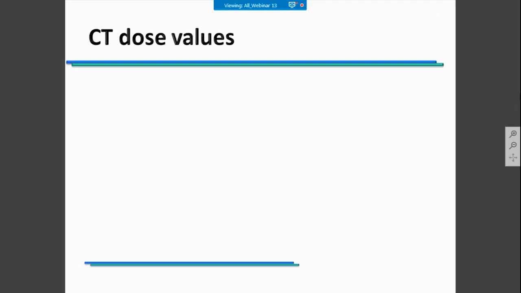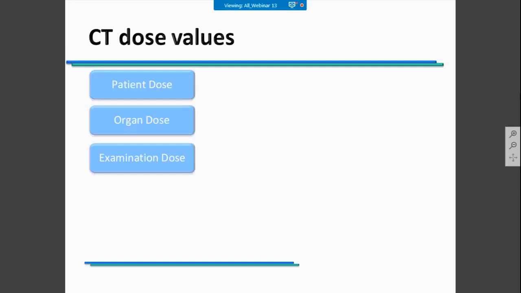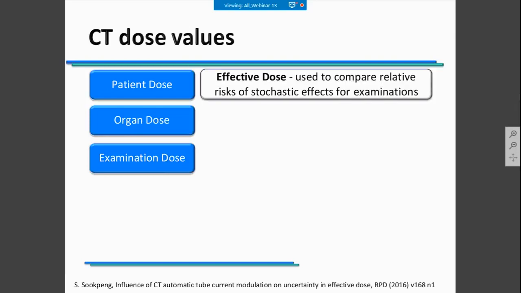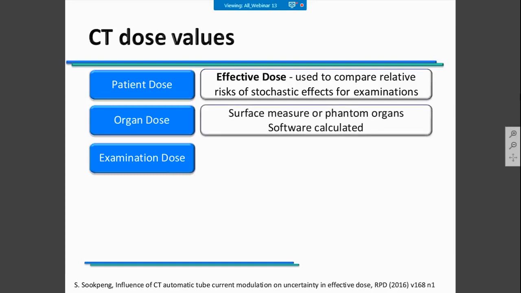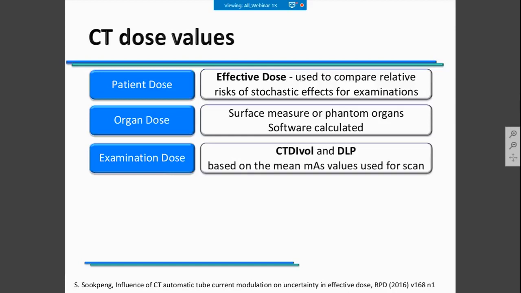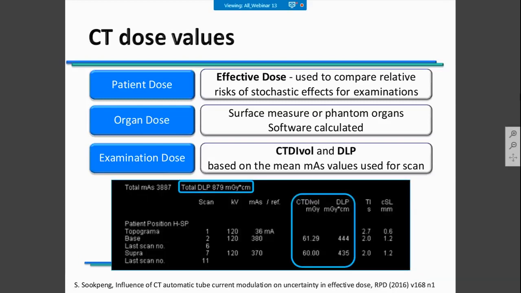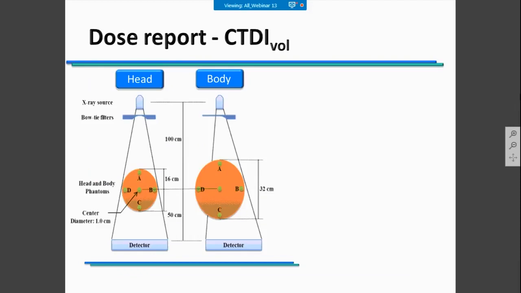The CT dose values could be described in different modes, and sometimes we hear people talk about dose when we talk about patient dose, organ dose, or examination dose. Patient doses normally are described in effective dose and presented in millisieverts. Organ doses are also presented in millisieverts, and they could be measured or they could be software calculated. Examination doses are described for CT in CTDIvol and DLP values, and they are available in our CT scanners nowadays. But it's important to know what kind of dose values we are looking at.